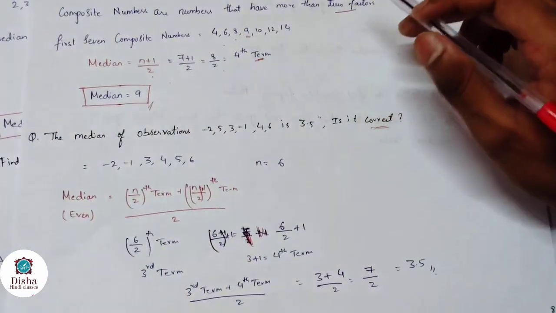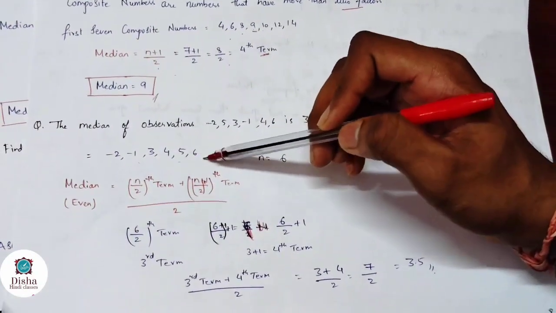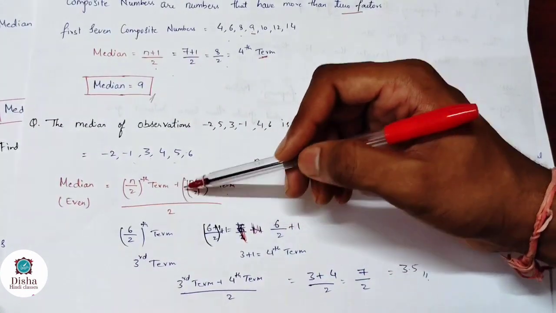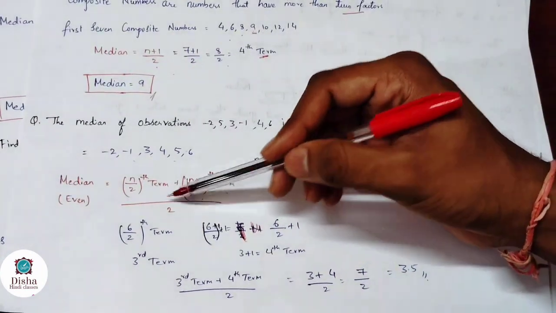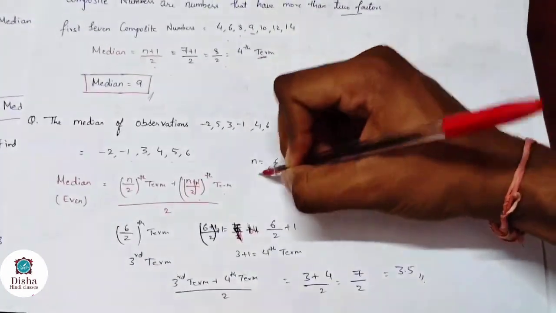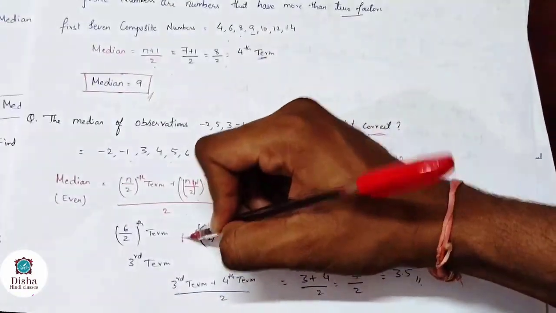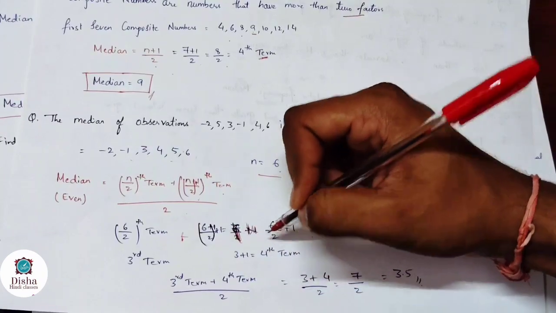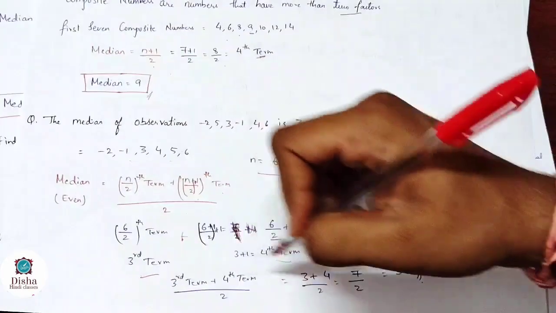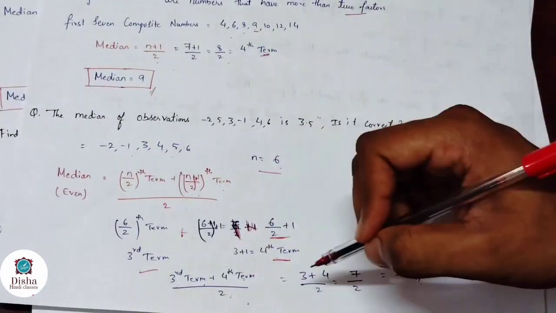So now first we will reorder the observations in ascending order, that is -2, -1, 3, 4, 5 and 6. So the median for an even number of observations is the n by 2 term plus the n by 2 plus 1 term, divided by 2. So what is n here? N equals 6, right? So 6 by 2 term plus 6 by 2 plus 1 term, that is the fourth term. Third term plus fourth term divided by 2.